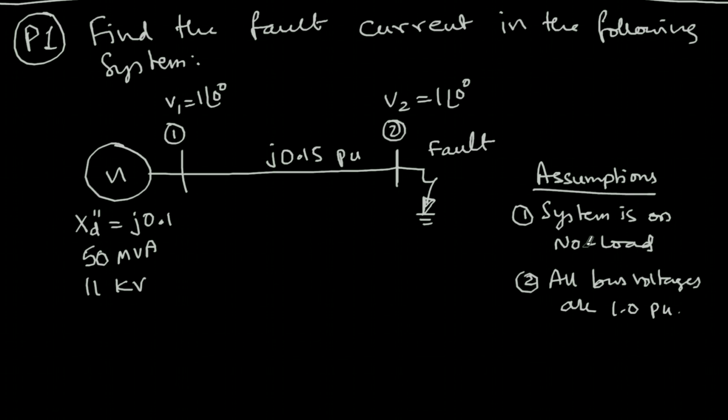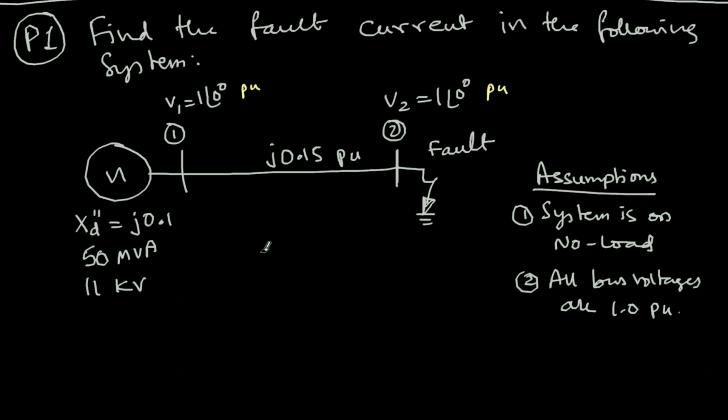A couple of assumptions are given. The system is on no load. That means before the occurrence of the fault, the system was completely unloaded, and therefore the current here is zero. Because the current is zero, I can assume there is no voltage drop, and all the voltages are 1 per unit. So V1 is 1 angle 0 degrees and V2 is 1 angle 0, in per unit. Now the question is, if a three-phase fault occurs, find the fault current in the following cases, Z fault equal to 0.